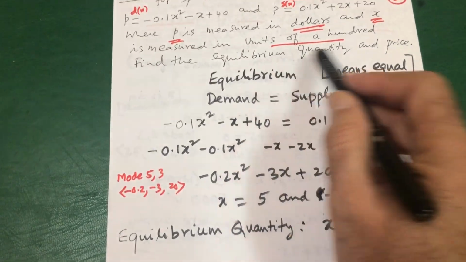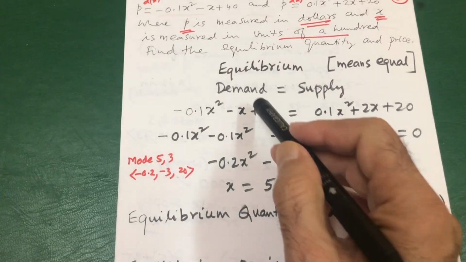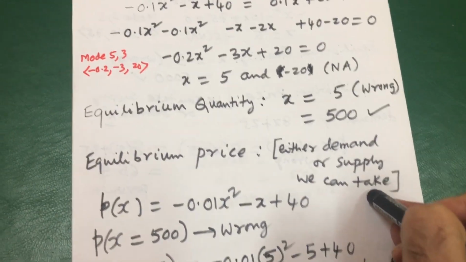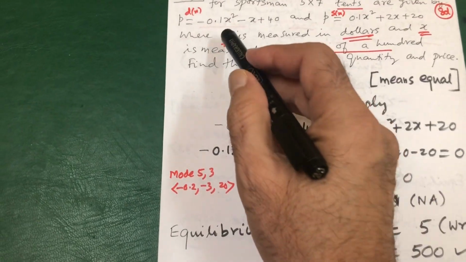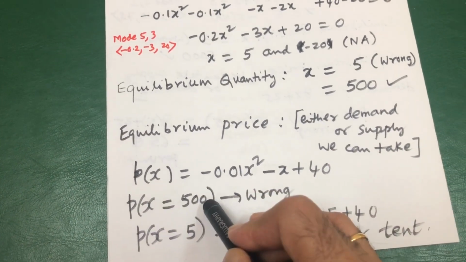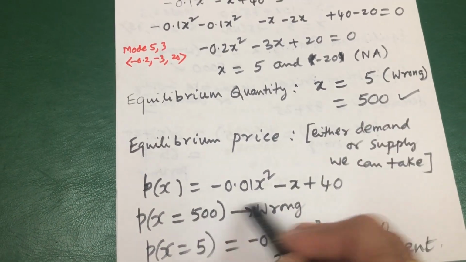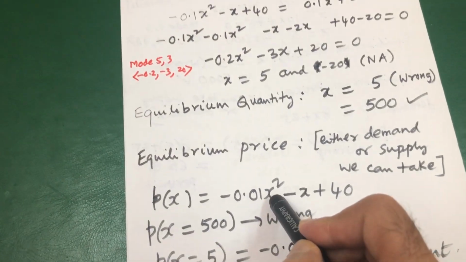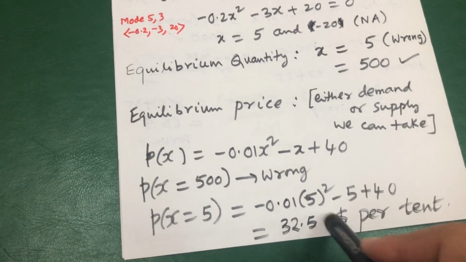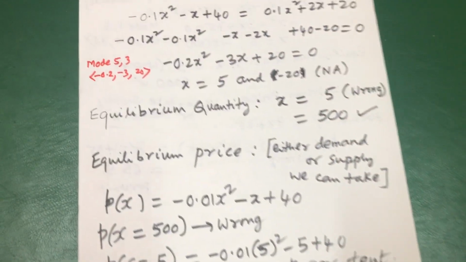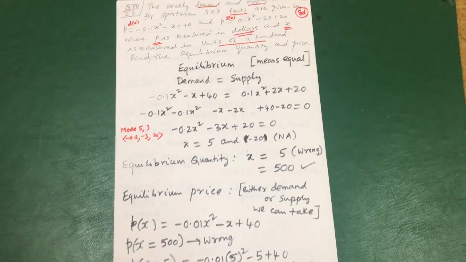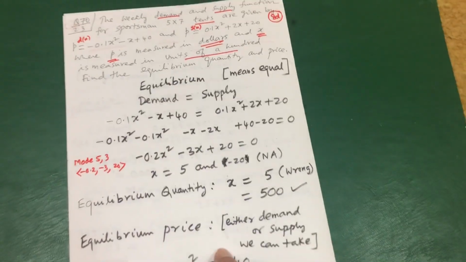Next, what you want is called equilibrium price. Equilibrium price means you can take either demand or supply equation. Anything we can take. So let me take the first one, minus 0.1 x square minus 1, that is the demand equation. When you want to put x here, you have to put x equal to 5 only. Then you put x equal to 5, that will be $32.5 per tent. This is a very simple equation. You have to understand the English and get the answer properly.